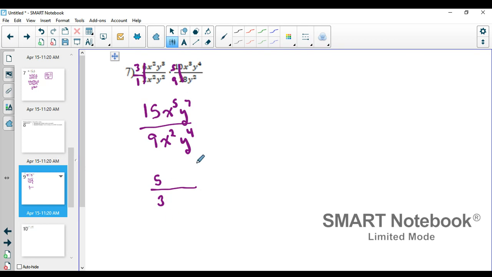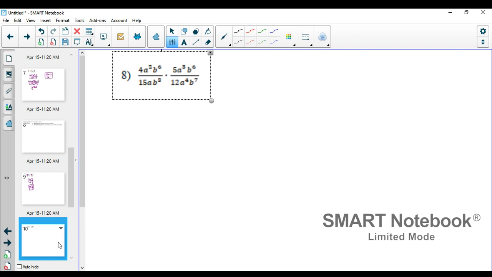And now we're going to subtract the exponents here. So 5 minus 2 is 3. So this is x cubed. And then 7 minus 4 is also 3. So this is y cubed. And we don't have any negative exponents, so we are good to go. And that is our final answer.